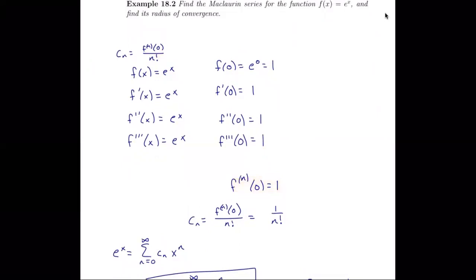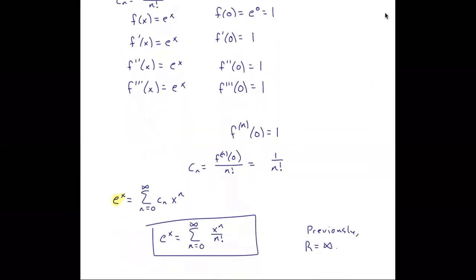But remember, there's one more part of this formula we haven't taken care of yet. All we have to do for that is write n factorial in. So c sub n is f's nth derivative evaluated at 0 over n factorial. All of these are 1, so we have 1 over n factorial. And that's our coefficient for all of our e to the x power series terms. So we write that in as follows.